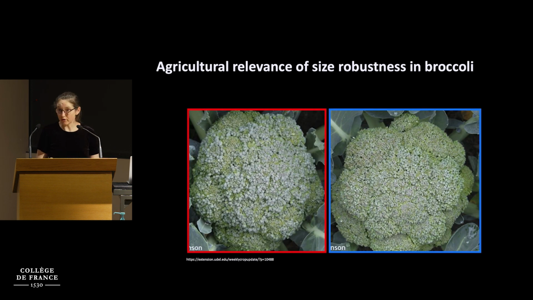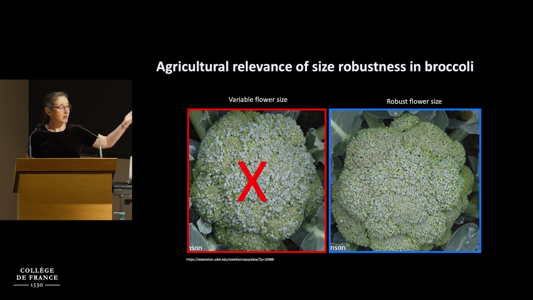This is also important agriculturally. So look at our red and our blue broccoli head. Now, how many of you would buy the one in red? Okay, not one of you. How many of you are going to buy the one in blue? Okay, we've got more. And then we've got a lot of broccoli haters out there. Yeah, I would buy the one in blue, and the one in red is just going to sit in the store and not be bought.